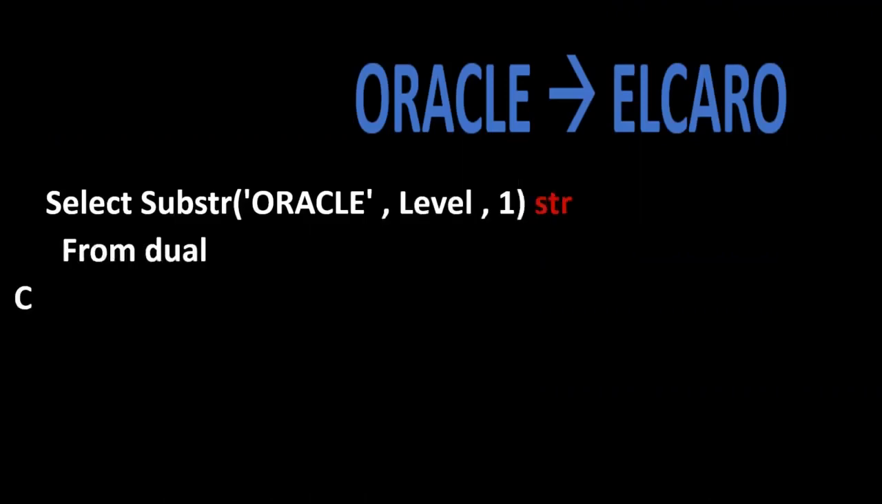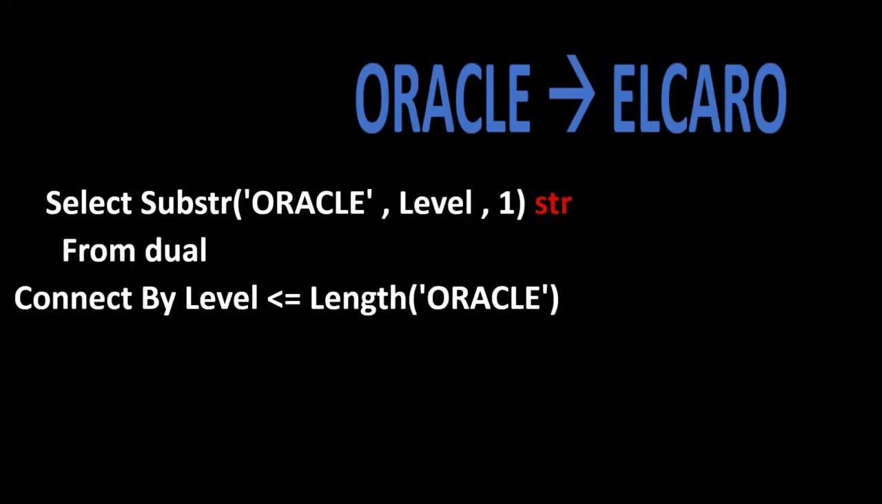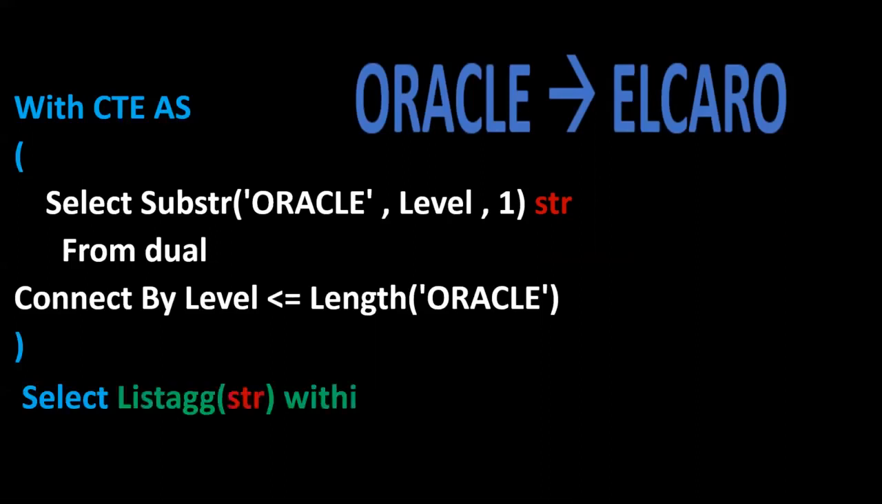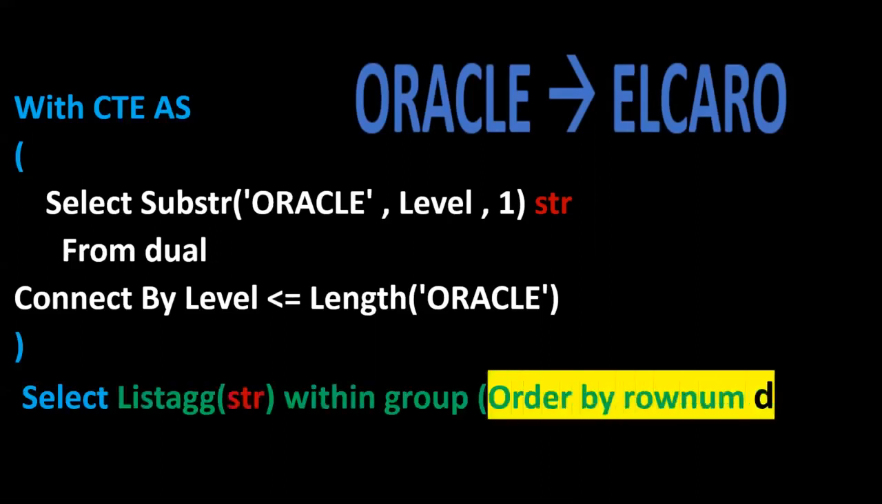Next one is reverse of a string. It can be achieved in 2 steps. First of all, given Oracle string needs to be printed vertical, then by using listagg, we'll get the required output. By using this query, Oracle will be printed vertically. Then by using listagg and order by level descending, we'll get the required output.